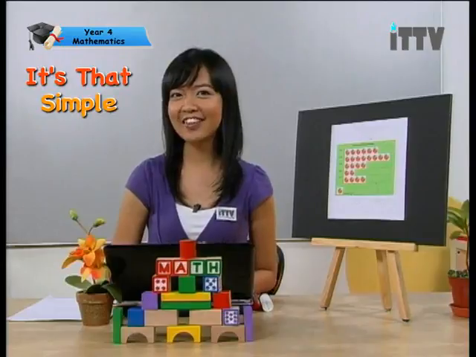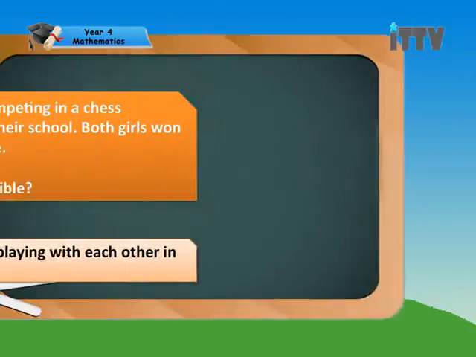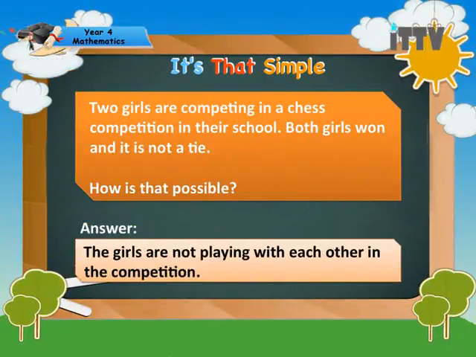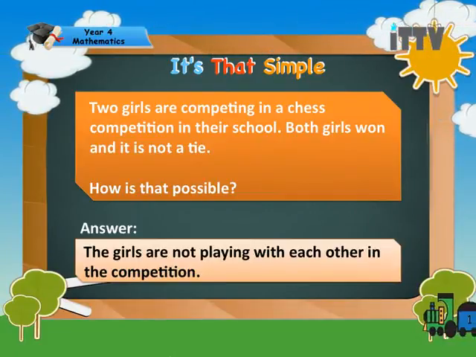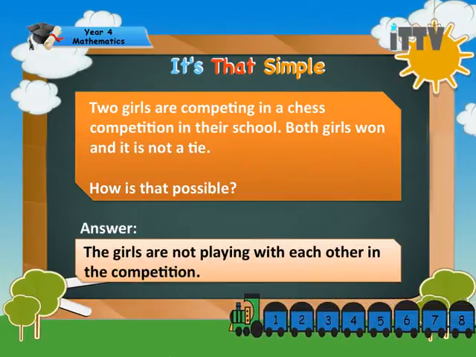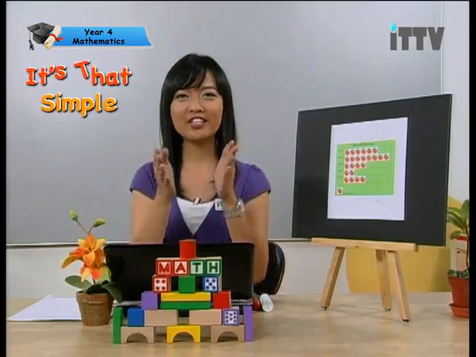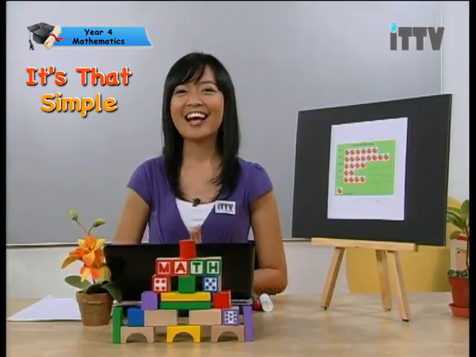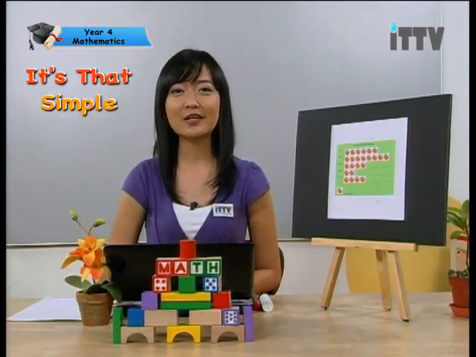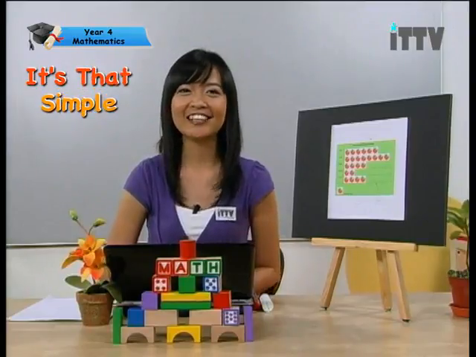Here is the answer and the explanation to this. The girls are not playing with each other in the competition. They are still in the rounds where they are playing with other contestants. They are not playing with each other. Therefore, we can have 2 winners in that round. So in this brain teaser, we have to think critically, okay?